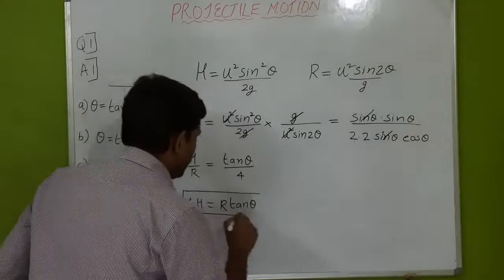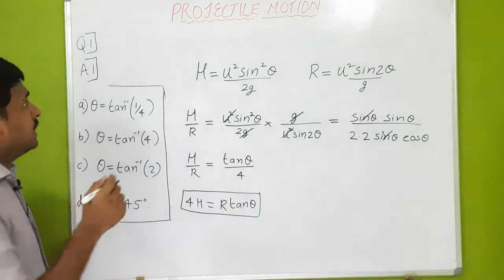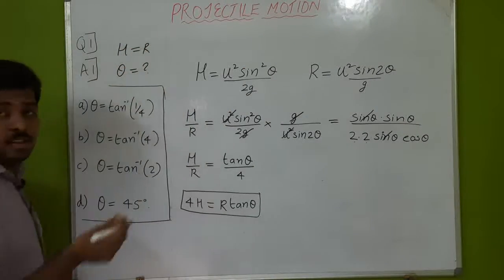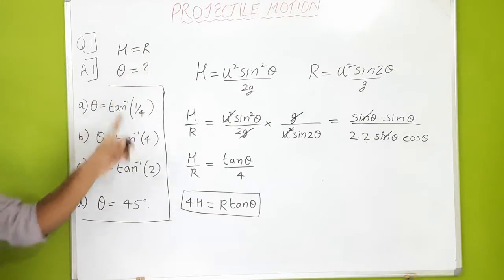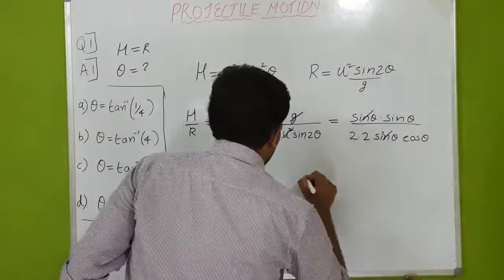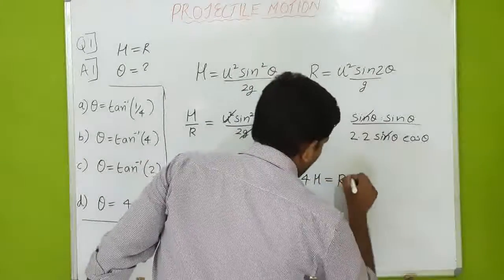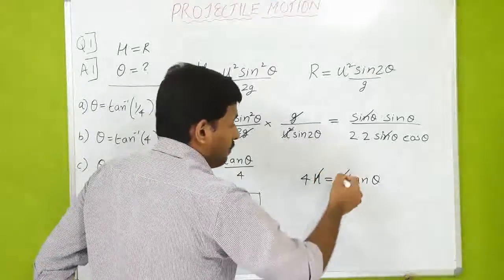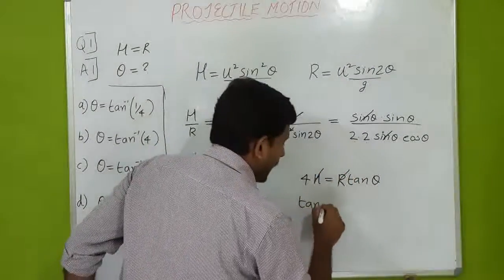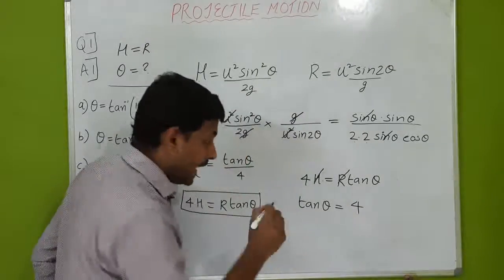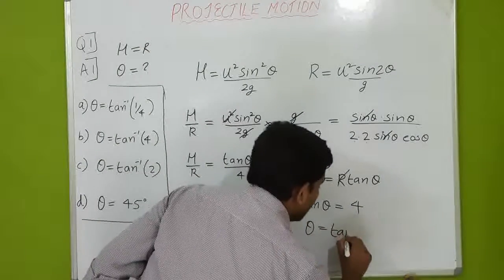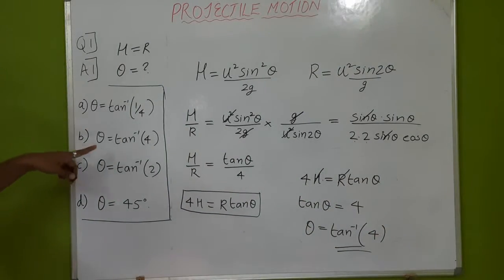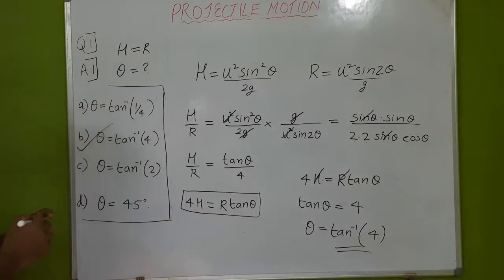This 4h is equal to r tan theta. And in this question it is given that h is equal to r and we have to find theta. For h is equal to r gives 4h is equal to r tan theta. Since h and r are equal, we can cancel both and we will get tan theta is equal to 4. And the angle theta will be equal to tan inverse of 4. So the option is tan inverse 4. Option B is the correct answer.